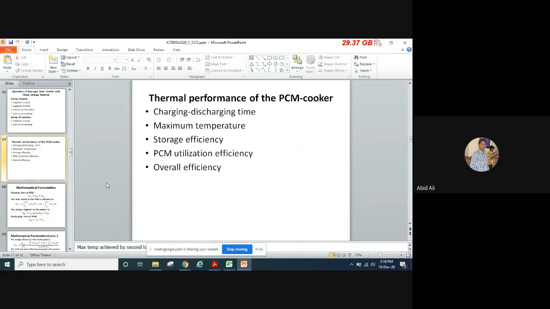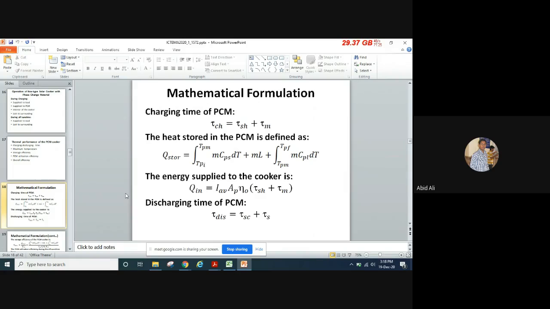We check the thermal performance. This is the criteria for the thermal performance of the PCM cooker. We check the performance according to the charging and discharging time, maximum temperature change, storage efficiency, PCM utilization efficiency, and overall efficiency. This is the formula.